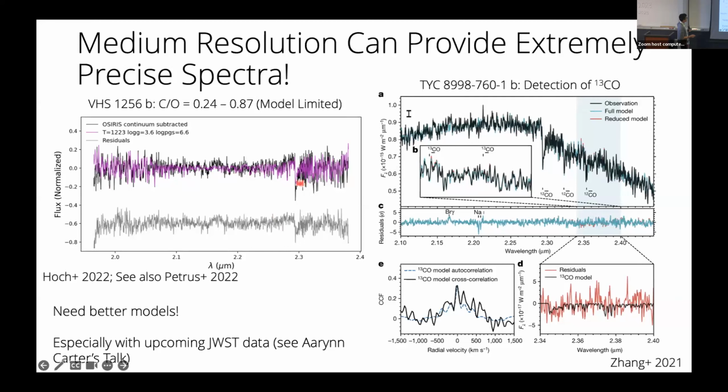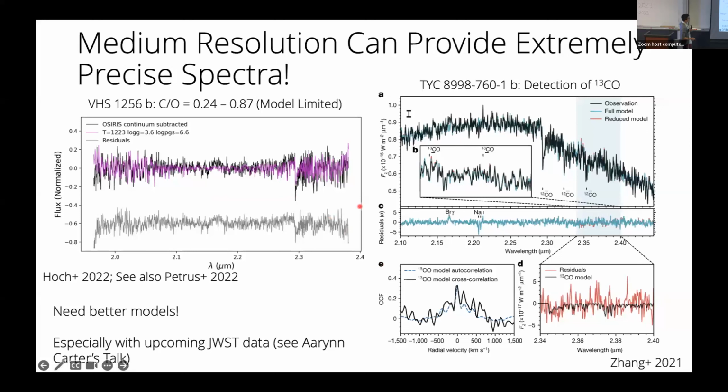Medium resolution has actually provided some extremely precise spectra, and it's been quite exciting to see some of these spectra coming out of medium resolution spectrographs. So here's an object you'll hear a lot more about in the JWST talk, VHS 1256b. You can see all these individual wiggles in the spectrum due to molecular signatures. The C to O ratios measured still have a broad range, but generally they're model limited now. So we're less limited by the quality of the data and limited by the fact that each model we use gives us a different interpretation for what the C to O ratio is. With these high quality medium resolution spectra, we're kind of hitting the limits of the models.